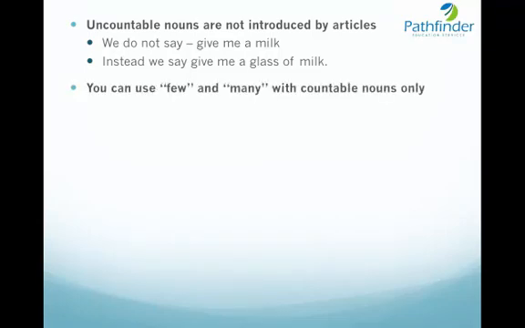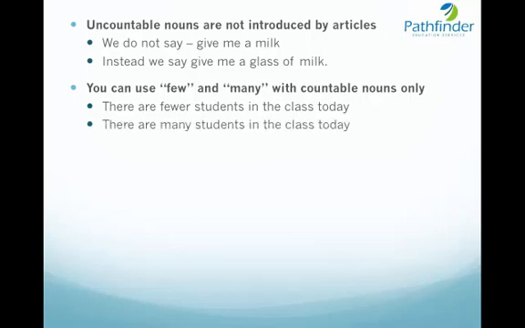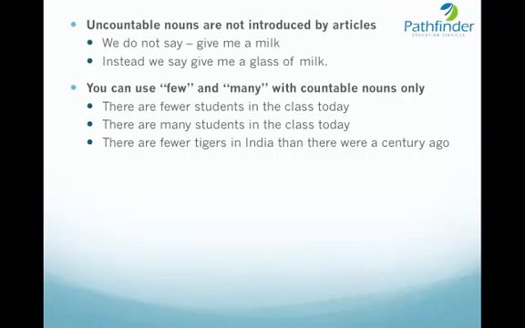You can use few and many with countable nouns only. For example, there are fewer students in the class today. There are many students in the class today. There are fewer tigers in India than there were a century ago. There are many tigers in the jungles of Madhya Pradesh.